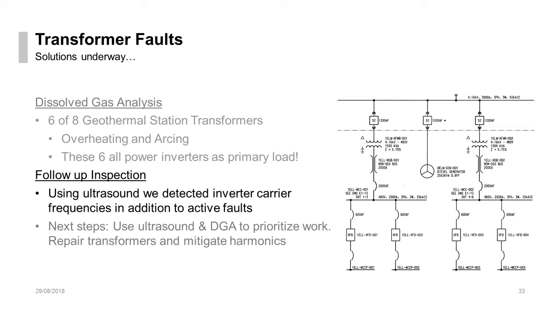So looking at these waveforms that we collected with the UltraProbe 10,000, we could see the inverter carrier frequencies in addition to the active faults inside the transformer. So our next step is we are using the ultrasound again and our dissolved gas analysis to prioritize our work. We have to get these transformers rebuilt, and which one needs to go first? Well, clearly it's the one that's in the worst condition on the DGA and on the ultrasound. And then we're going to repair these transformers, and then we're going to add some more load reactors to the system in order to help eliminate some of the high frequency content.